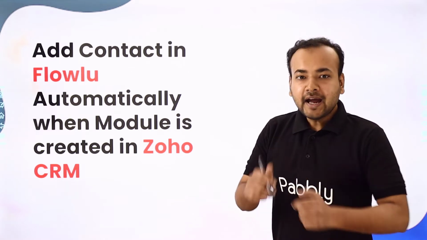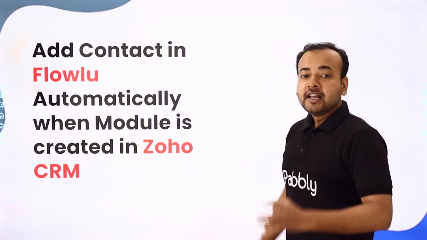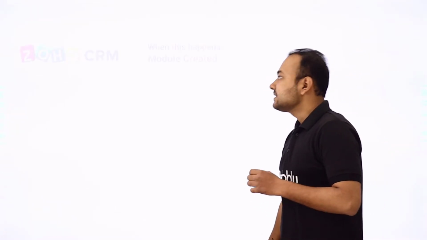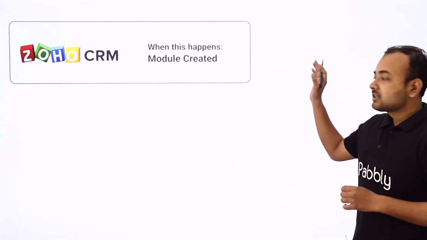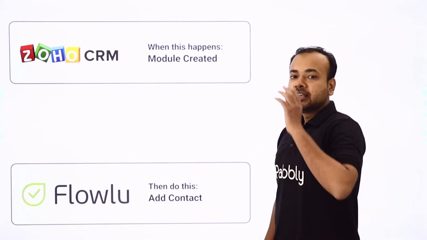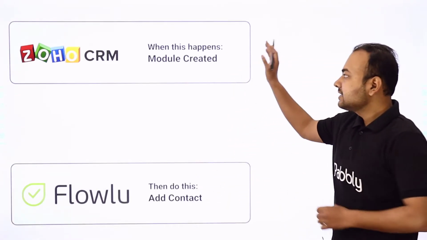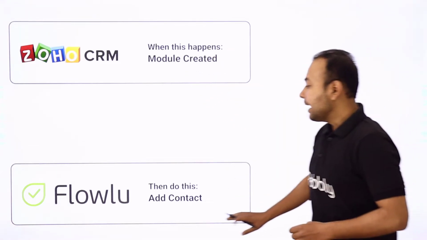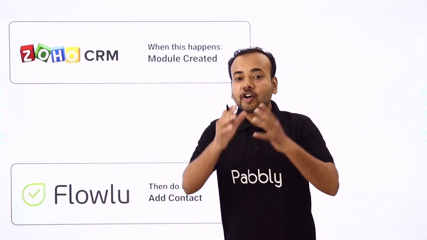So here my automation is going to help you a lot. So guys, the flow of our automation will look something like this. As and when a module is created here in Zoho CRM, what will happen? The person, the leads, the prospects you have added in the CRM here in a module will get added here in Flowloo application as a new contact automatically.